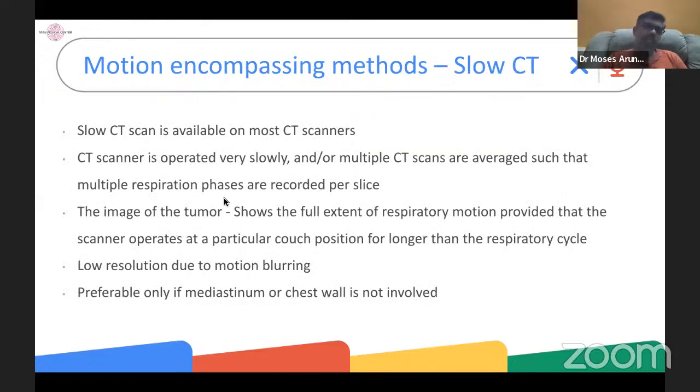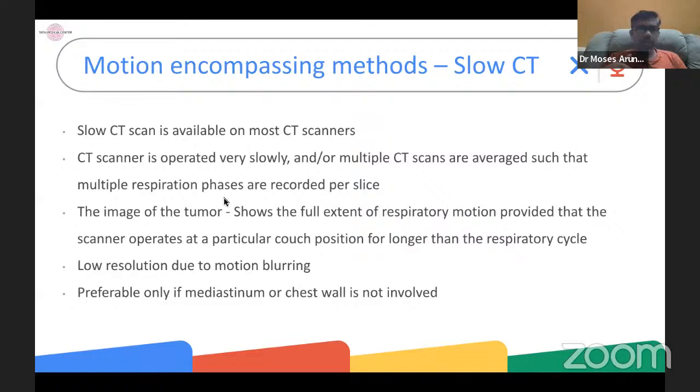The slow CT scan method is something that is available in most CT scanners. In contrast to helical CT scan, you operate the CT scan at a much slower rate, wherein the couch moves much more slowly, and each part of the thoracic cavity is imaged multiple times through multiple respiratory cycles. So in effect, it catches a fuller range of respiratory motion of the tumor within the lung.